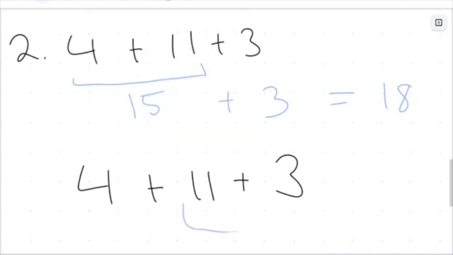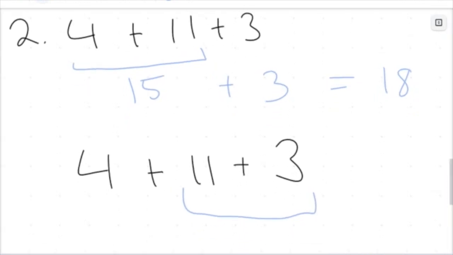But first, instead of adding 4 and 11, I'm going to add 11 and 3 here. So my 4 stays, and I'm going to add to my 4 what 11 plus 3 is. So 11 plus 3 gives me 14. I'm looking at 11 more than 3, or 3 more than 11. And I end up with the same thing.